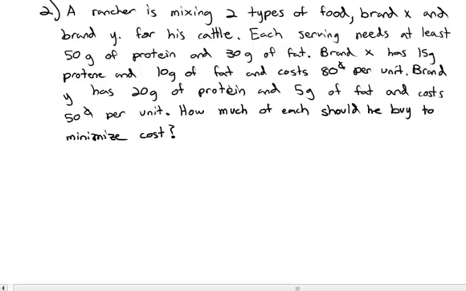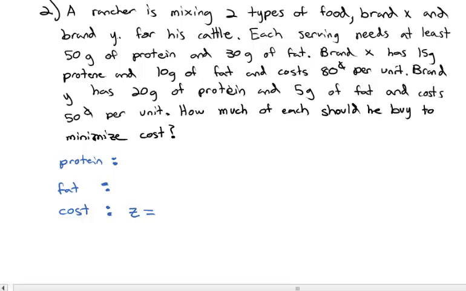Again, this rancher wants to make the food, minimize his costs, but he's limited. He's got certain constraints. He is constrained because he needs a certain amount of protein for his cattle and a certain amount of fat for his cattle, and it's going to end up with some type of cost associated with it that we want to minimize. So cost is what we want to minimize. That's our z equals. The other two are going to be the inequalities that we need to graph.